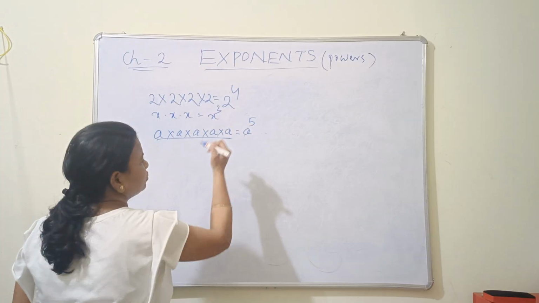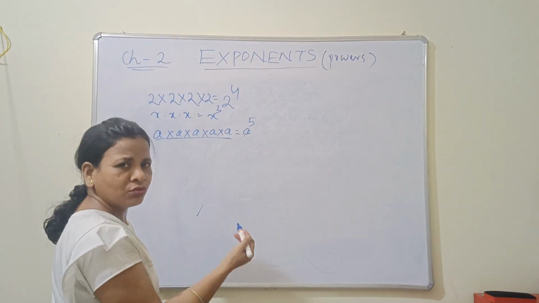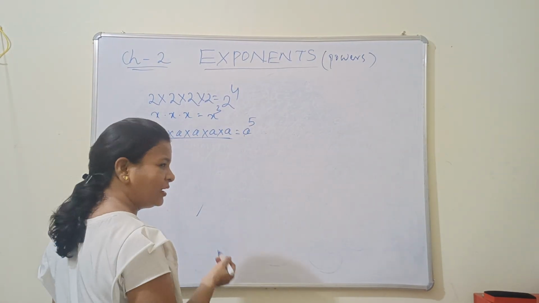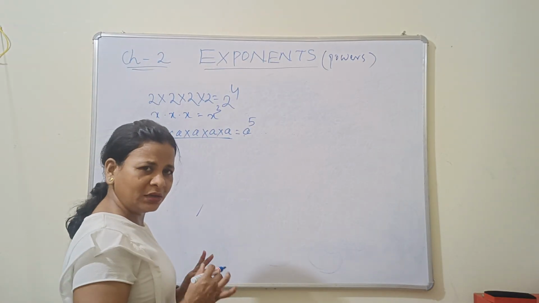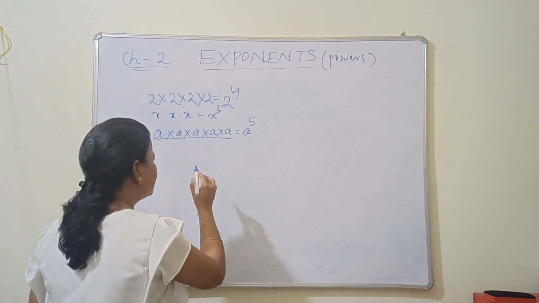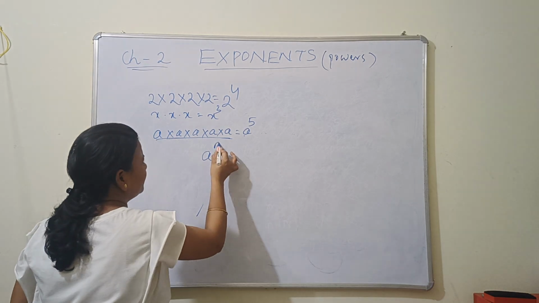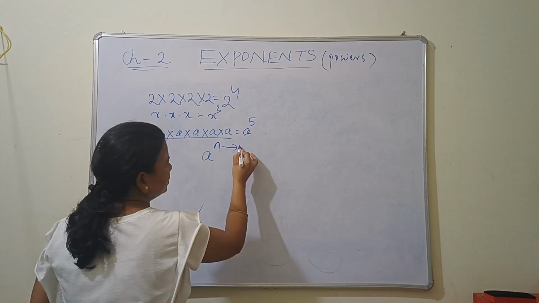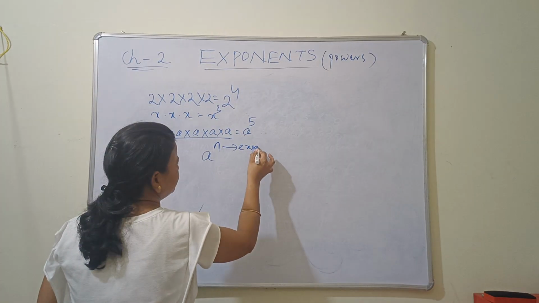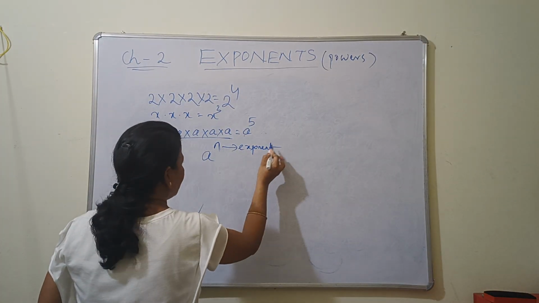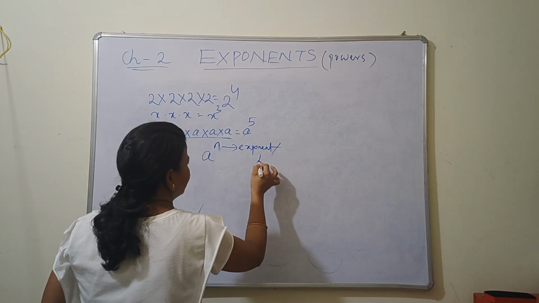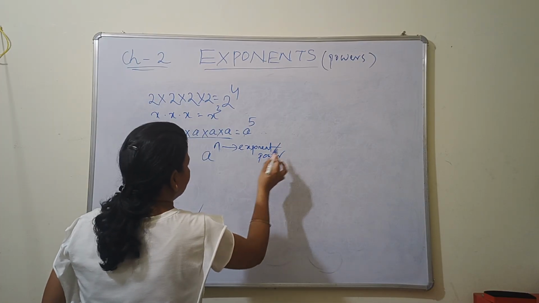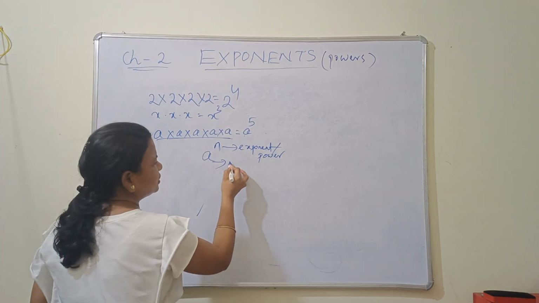5 times, so a to the power 5. 7 times, so a to the power 7. How many times? The number to the power that much. So suppose it is a to the power n. In this case, n is called the exponent or power, and this a is called the base.